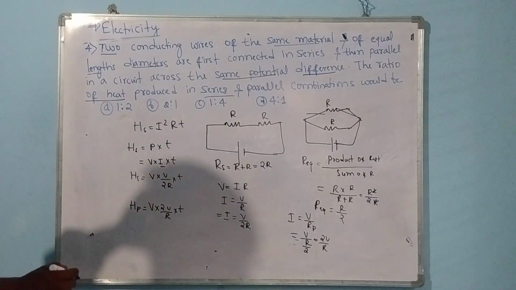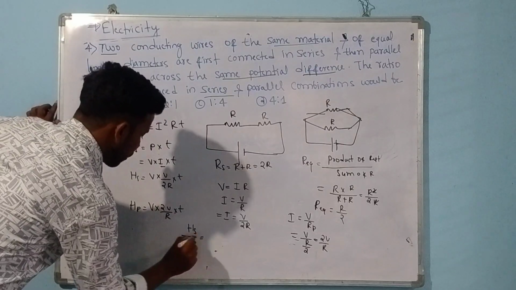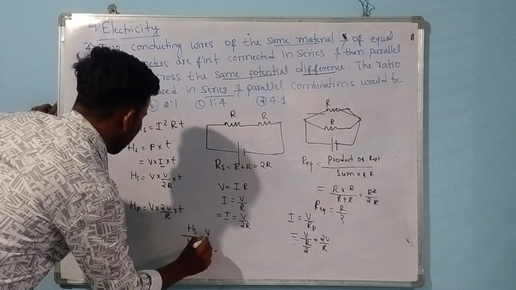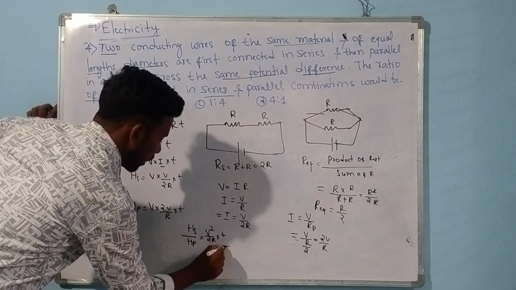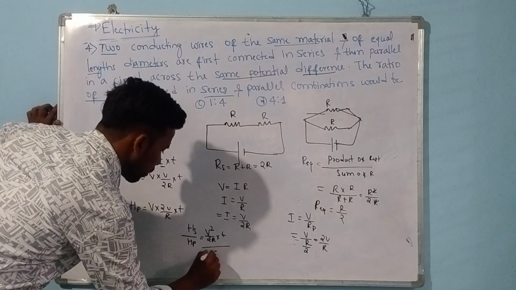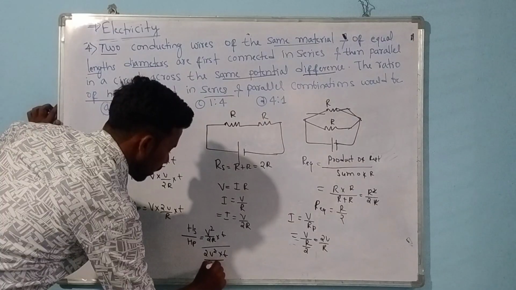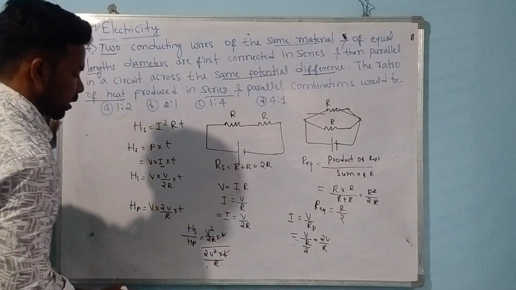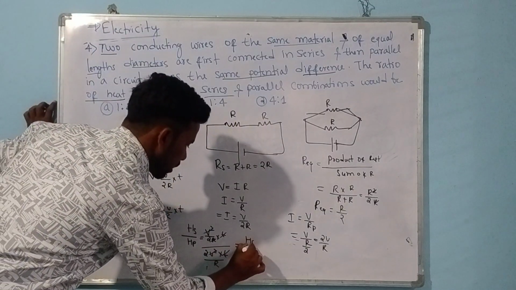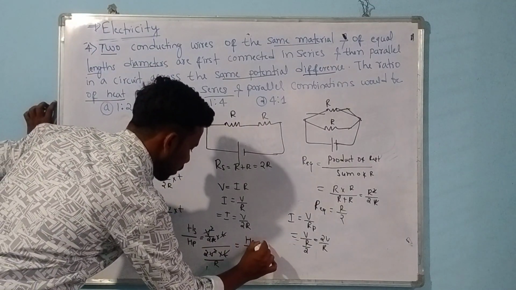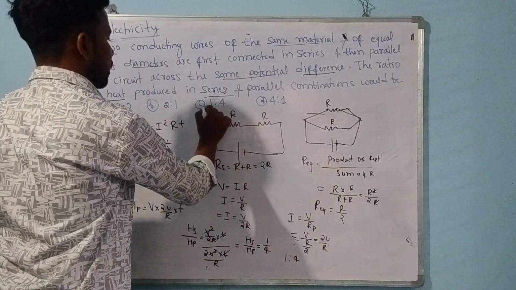Now we want the ratio. Hs by Hp is equal to V squared by 2R into T divided by 2V squared by R into T. The T cancels, the V squared cancels, and R gets cancelled. So Hs by Hp is equal to 1 by 4. That is 1:4. The answer is C.